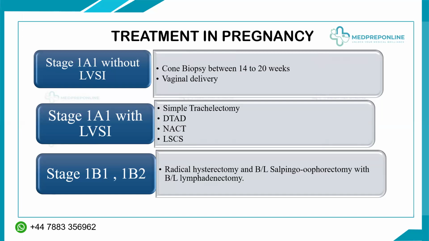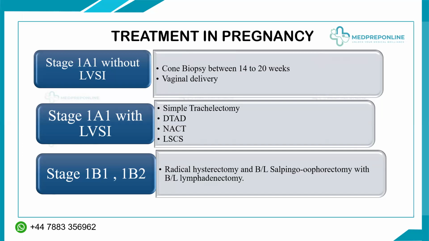But now if you have a stage 1A1 and there is lymphovascular space invasion, either you can do a simple trachelectomy or you can delay the treatment, DTAD. DTAD is you can delay the treatment until after delivery, or the patient can receive neoadjuvant chemotherapy, which is after 22 weeks. Once organogenesis is complete, you can give the patient chemotherapy during pregnancy. And these patients, you have to remember, will deliver by elective LSCS.